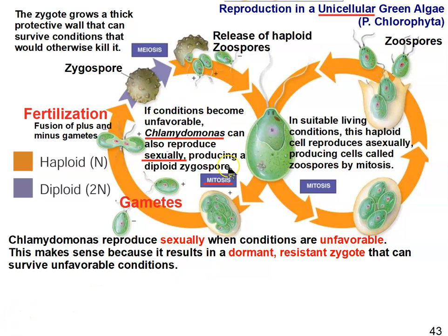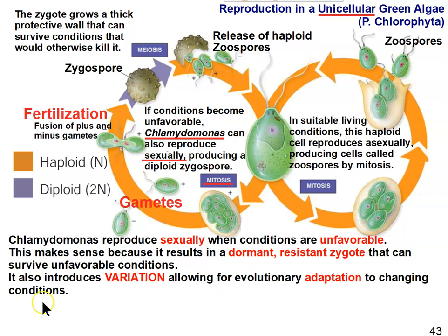And the other reason it makes sense for Chlamydomonas to reproduce sexually when conditions become unfavorable is the general result of sexual reproduction. Remember, sexual reproduction shuffles genes between two individuals. Again, these two gametes came from two different individuals, and they're going to fuse together and shuffle their genes together to produce new individuals that have variation. So this produces variation and would allow Chlamydomonas to evolutionarily adapt to changing conditions, because variation is the raw material of natural selection and evolution.